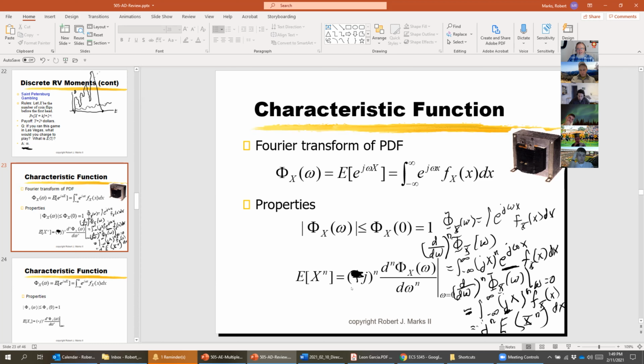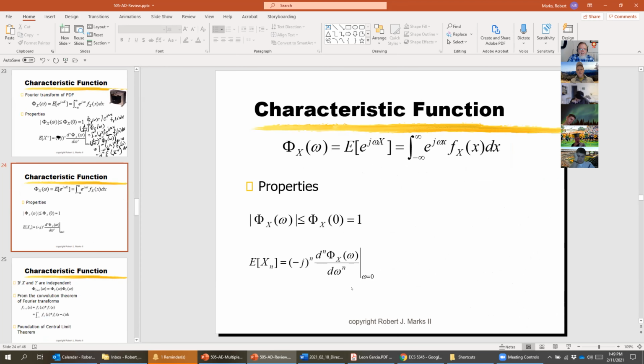So we can see here that one of the nice things about the characteristic function is that if you differentiate it and evaluate it at the origin, you do get indeed the expected value of the nth moment, which is really nice. And here are the properties. This, by the way, should be at the bottom. This shouldn't be here. This should be to the nth power.